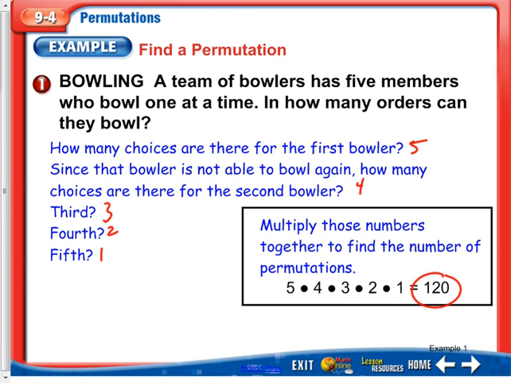So 5 times 4 times 3 times 2 times 1 is 120 different orders. The question is, in how many orders can they bowl? They can do it 120 different ways, because you could do 5 different ways for the first person, and then 4, and then 3, 2, and 1. So in all, it'd be 120 ways. The reason we calculate permutations is because if I asked what is the probability that we selected a certain way, that would be 1 out of 120. So it'd be really difficult to choose that.